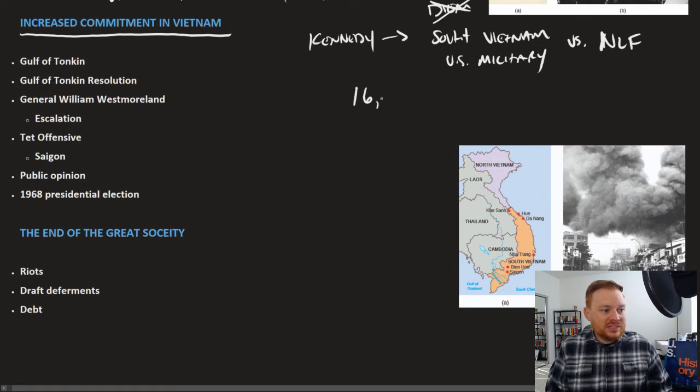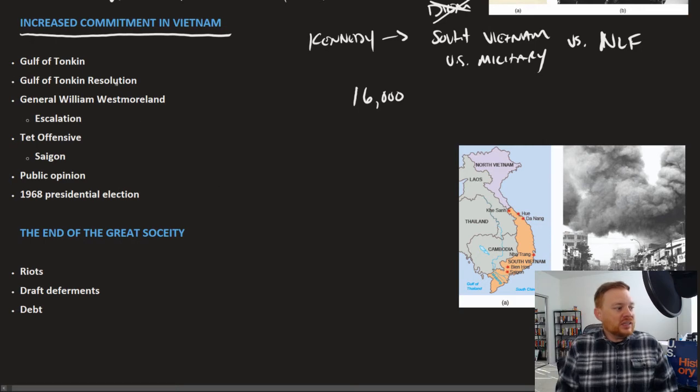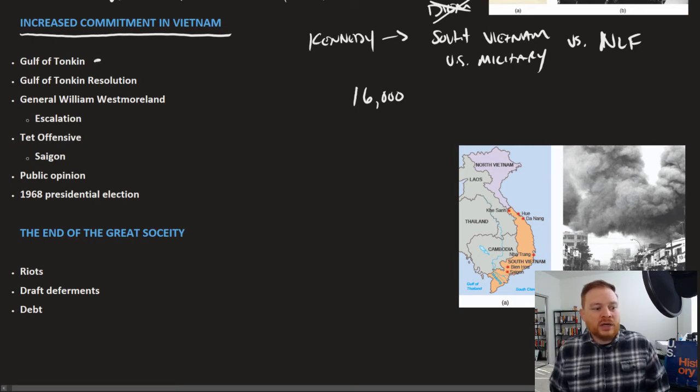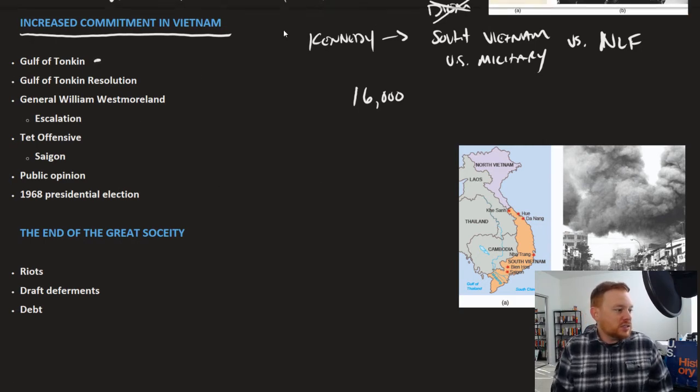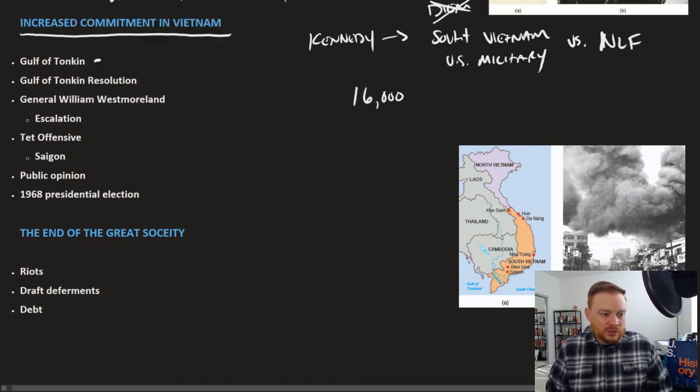At the time, there's only 16,000 troops in Vietnam. Johnson wanted to increase that so the South could better fight against the NLF and Ho Chi Minh in the North. And he got that in a controversial event known as the Gulf of Tonkin. So the Gulf of Tonkin itself is a body of water. If you look at this map right here, this is roughly where the Gulf of Tonkin was.